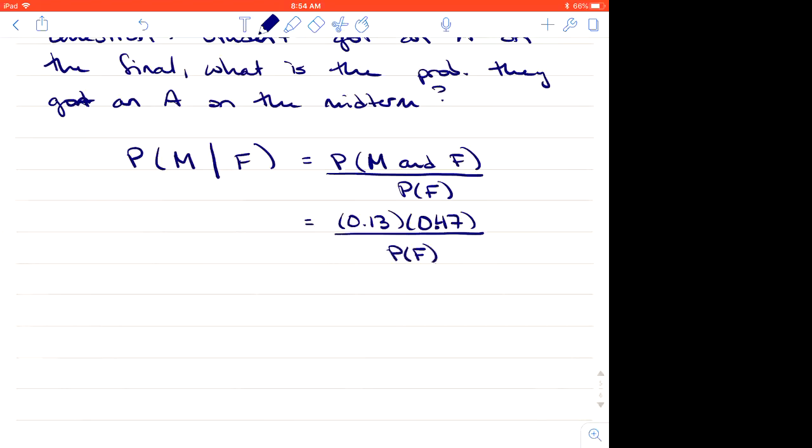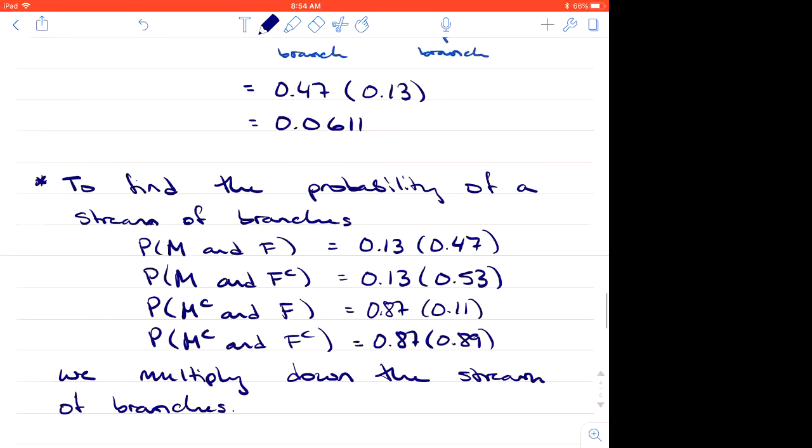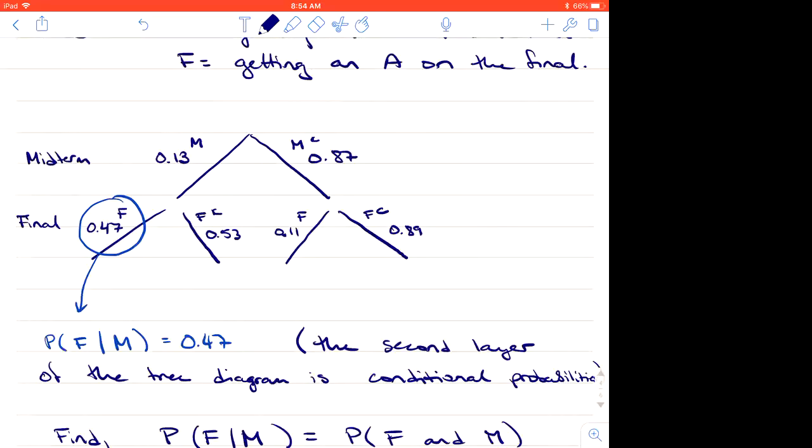Over the probability of just getting an A on the final. Right. So just getting an A on the final, right? That can happen two ways. You can get an A on the final here, where you got an A on the midterm, that's good. But you can also get an A on the final here where you didn't get an A on the midterm. So when we have these two scenarios, we find the probability at the end of this branch, the probability of M and F down here, and the probability of not M and F down here, and then we can add them up, right?